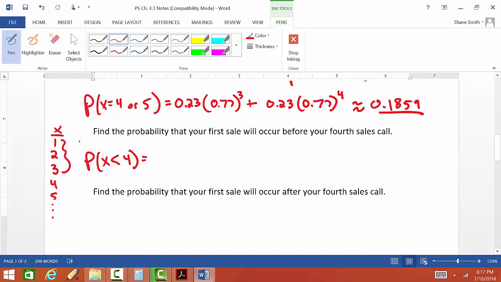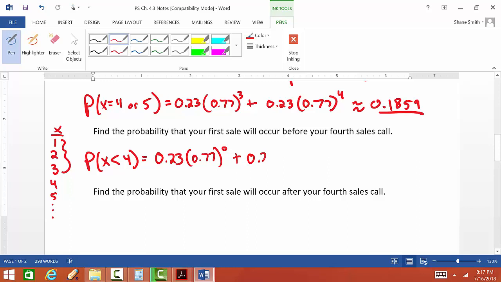So we have to do the formula 3 times this time. If our first success is on the first sales call, that's 0.23. We always start with 0.23. And we had no failures, so that's to the 0 power, which is 1. 0.77 to the 0 power is 1.